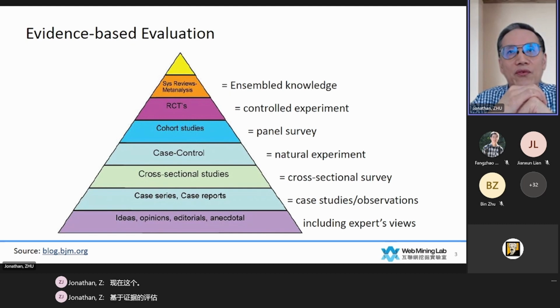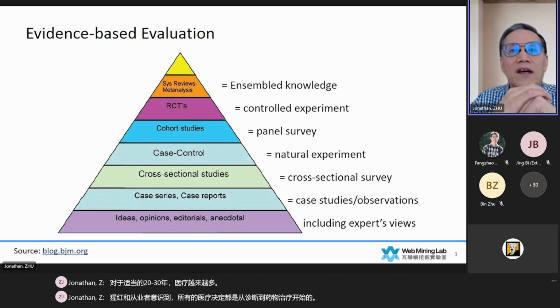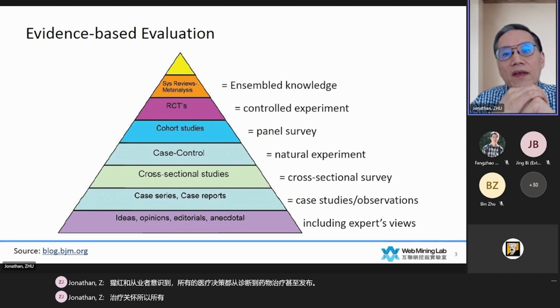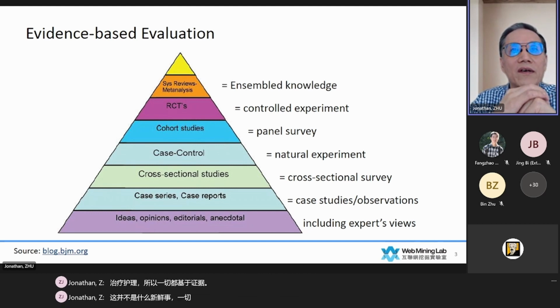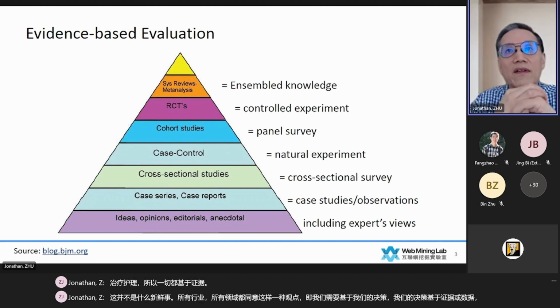originated from medical research for probably 20, 30 years. Increasingly, medical scholars and also practitioners realized that all medical decisions, starting from diagnosis to medication to even post-treatment caring, should all be based on evidence. And this is nothing new. All industries, all domains share this view that we need to base our decisions on evidence or data. The two words are largely interchangeable.